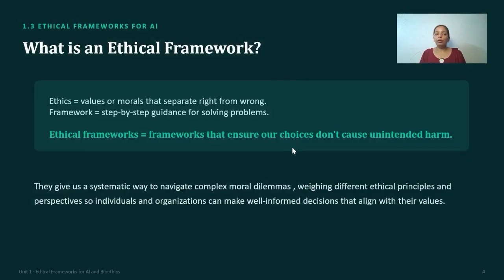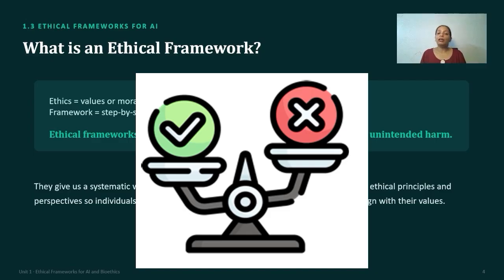First question arises: what is an ethical framework? Ethical framework is a combination of two words, ethics and framework. Ethics is a set of values or morals that help us tell right from wrong. So, an ethical framework is a framework that helps us make sure our choices don't cause unintended harm. It gives us a systematic way to navigate tricky moral situations by weighing different ethical principles and perspectives.